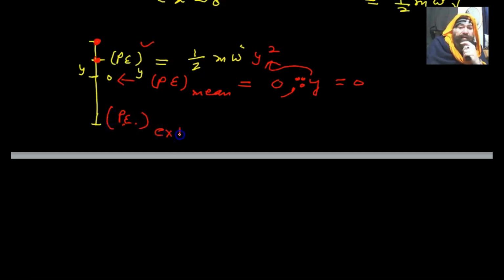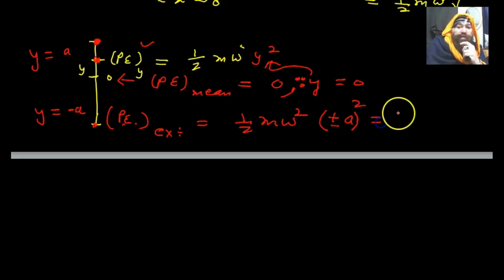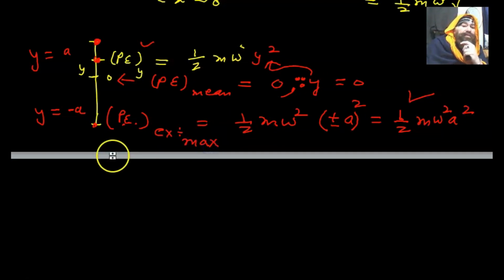And what about the potential energy at the extreme position? Half m omega square, you put y equals a, or y equals minus a, so you can put plus minus a. So it becomes half m omega square a square. This is the maximum potential energy.